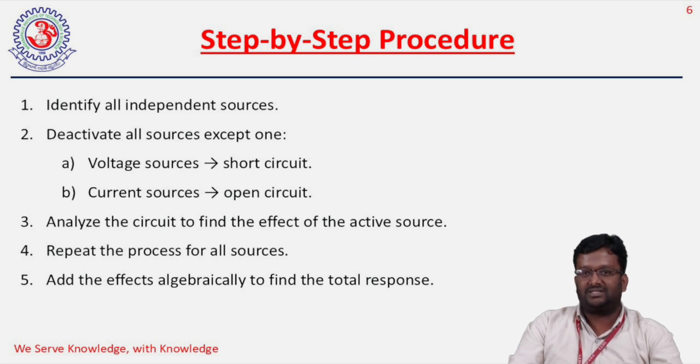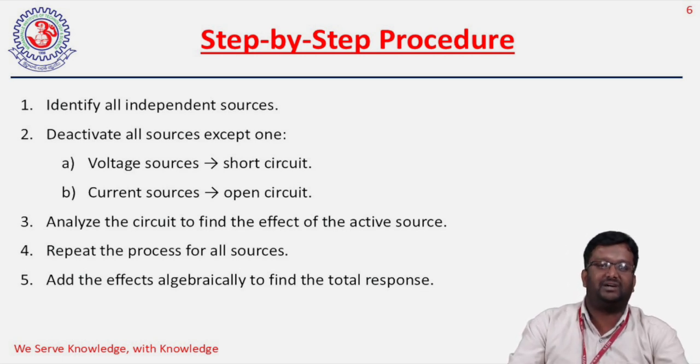Because as per the superposition theorem statement, we need to know the contribution of individual sources in that particular element. When we find the contribution of individual sources in that element, then we can find the resultant current due to all the sources while they are active in the circuit, the current flowing through that particular element, that can be calculated.